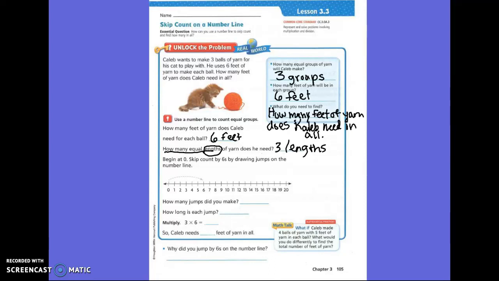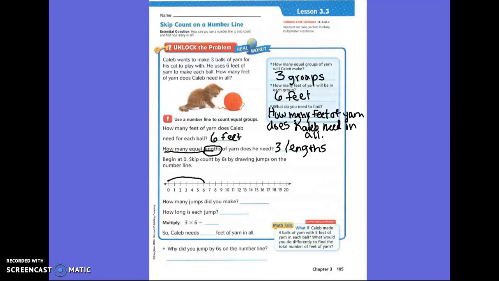Okay, now they're going to tell you how to do this. They are telling you right now, so you don't even have to think about it. Begin at 0. Skip count by 6s by drawing jumps on the number line. So because he needs 6 feet, you're going to jump from 0 to 6. It's already on there. You need to trace it.